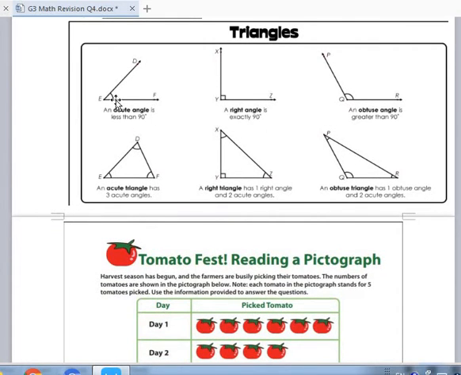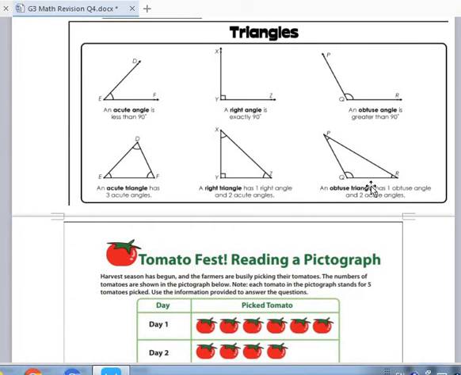Here the measure of the angle is less than 90 degrees, so it's an acute angle. An acute triangle has 3 acute angles. In this right angle, it's exactly equal to 90 degrees, so it's called a right triangle. A triangle is a closed polygon. A right triangle has one right angle and, as you see here, 2 acute angles.